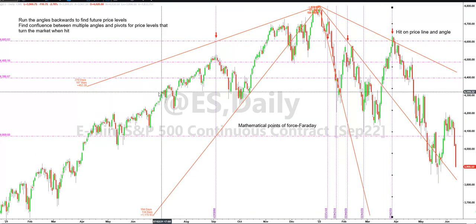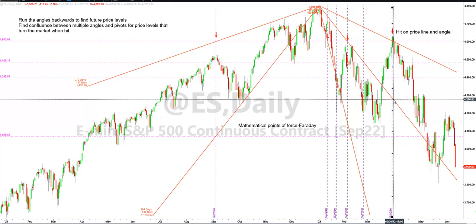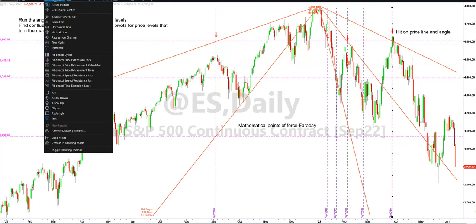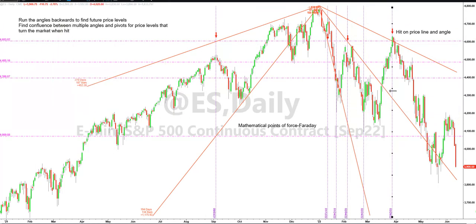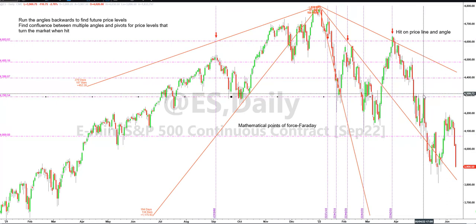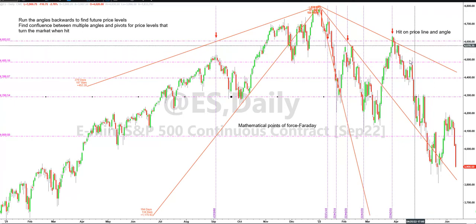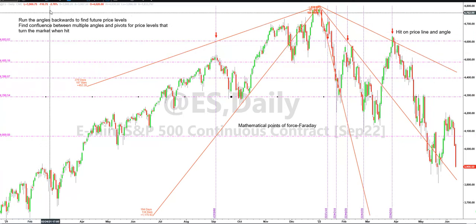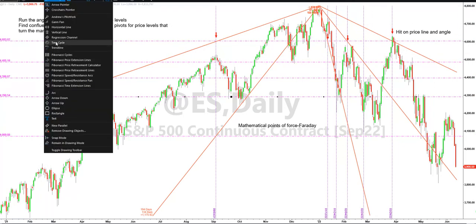And where the high crosses this angle, we'll put a horizontal line. And that gives me these reaction highs right here into that push down. Let's take one more. Let's take this first reaction high off that downward push.